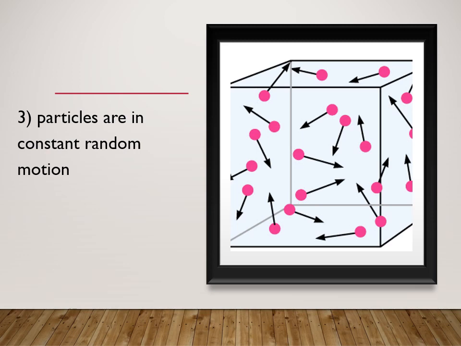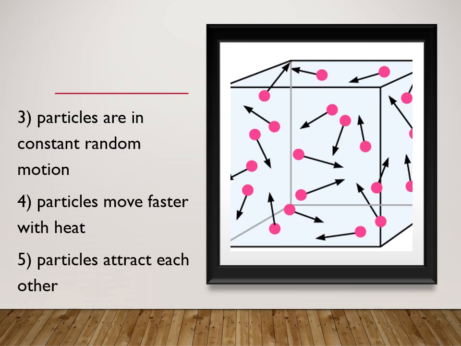Particles are in constant random motion. Any time they bump into something, they're just going to bounce off and change direction. They don't have brains or eyes or plan where they're going to go. They just move randomly. Particles are going to move faster when you heat them up, and the opposite is true. If you cool them down, they'll start to move a lot slower. And particles attract each other, kind of like magnets. The closer they are together, the greater that force of attraction.